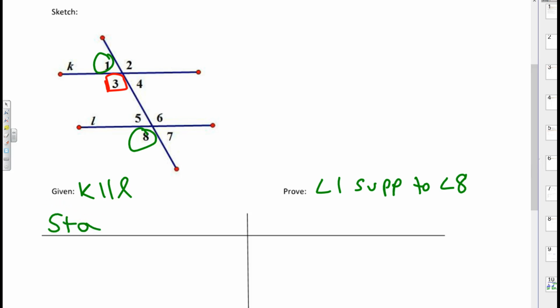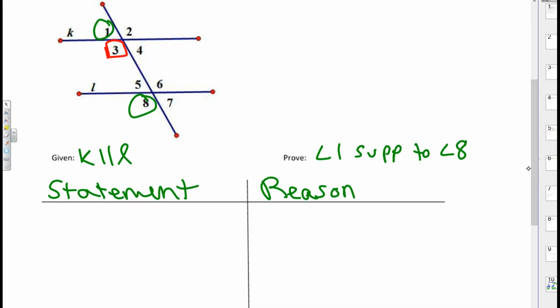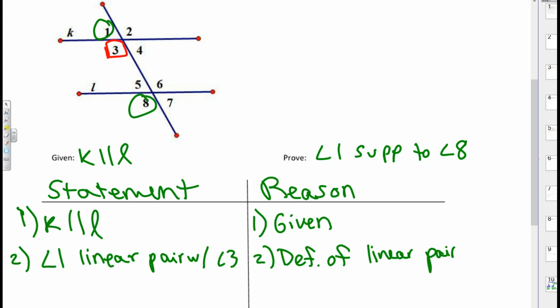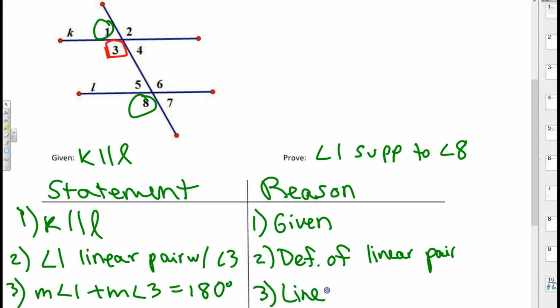So statement and reason, as always. And we're going to start off, of course, by listing our givens. Then we're going to spend the two steps after that talking about how our helper angle relates to both of the two angles of interest. So I start off with my given, K parallel to L, that's reason is given. And the first relationship I'm going to look at is angle 1 and angle 3. Angle 1 and 3 are a linear pair, by the definition of a linear pair. And if angle 1 and 3 are a linear pair, then that means that the measure of angle 1 plus the measure of angle 3 must equal 180 degrees. And that's by the linear pair theorem, which we proved a couple lessons ago.